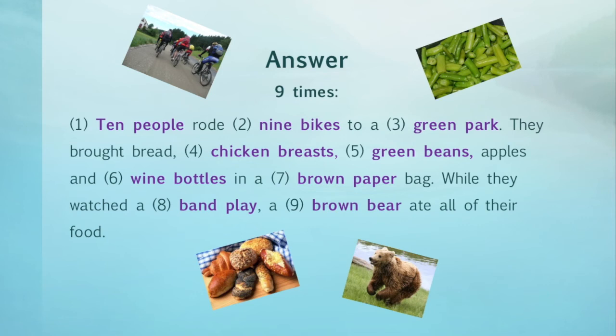Okay, number 1, 10 people. 10 people. Number 2, 9 bikes. 9 bikes. Number three, Green Park. Green Park. Number four, chicken breasts. Chicken breasts. Number five, green beans. Green beans.